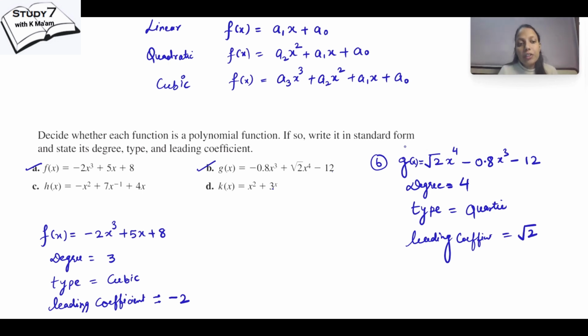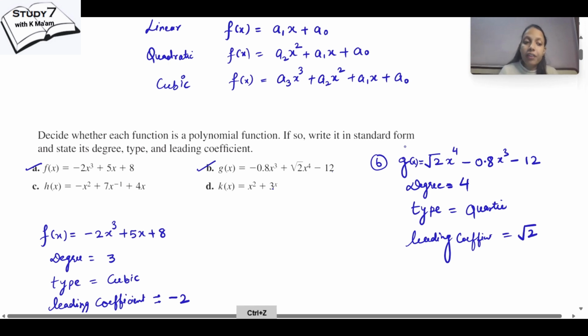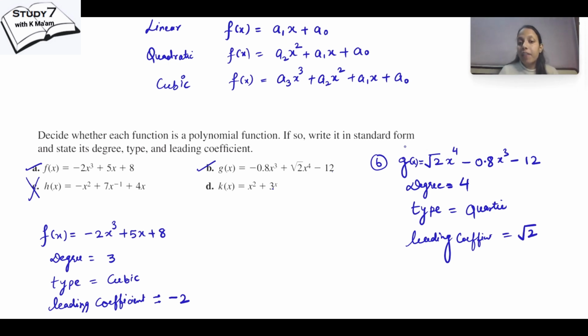Okay. Now you can check C. Here x power 2, x power negative 1. Just because of this negative 1, this is not a polynomial. Here x power 2, 3 power x. What is 3? 3 is a constant power x. This is not a polynomial. In a polynomial, it is always x power a constant, not a constant power x. So this is not a polynomial. Okay. Let's do the next one.